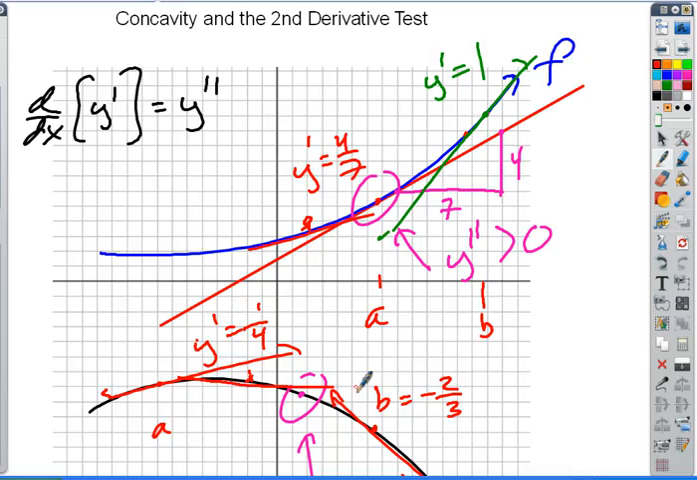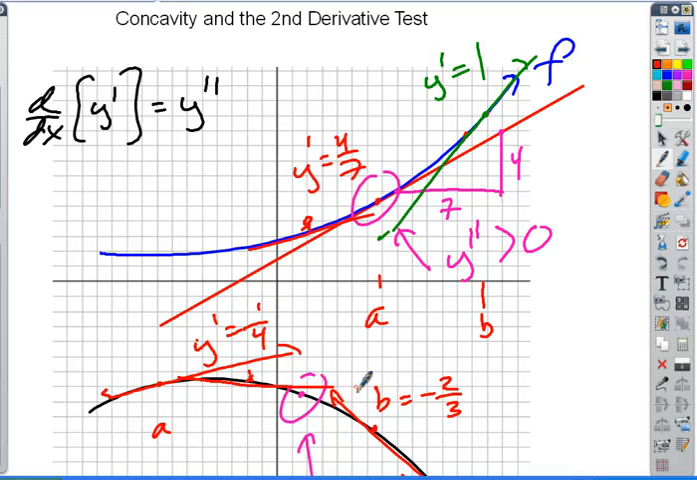So we can associate concavity with the second derivative. Positive second derivative means upward concavity. Negative second derivative means downward concavity. The larger the second derivative, the more concave it is, the more curved it is.